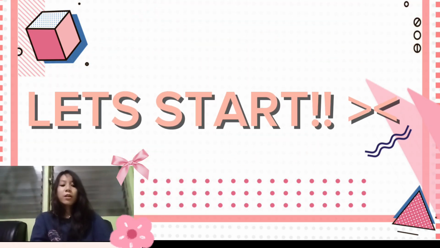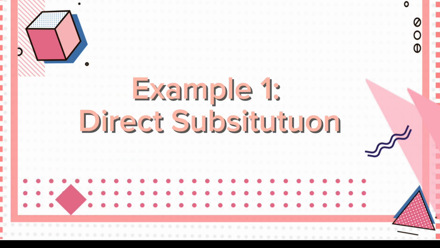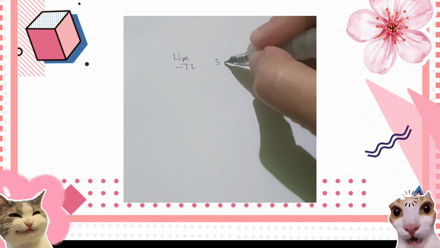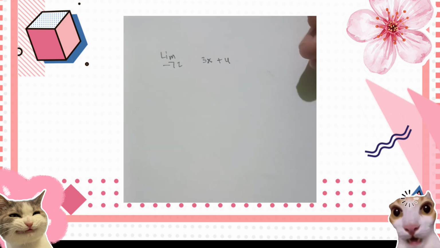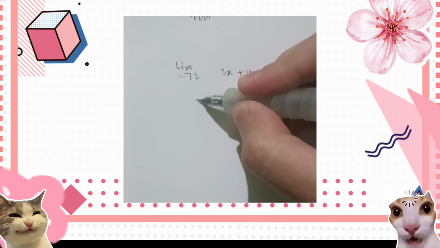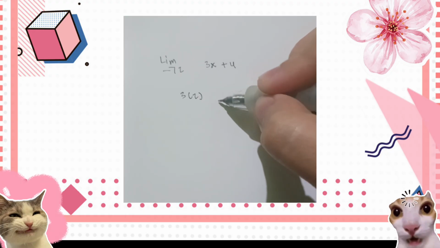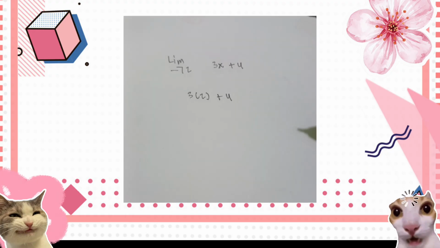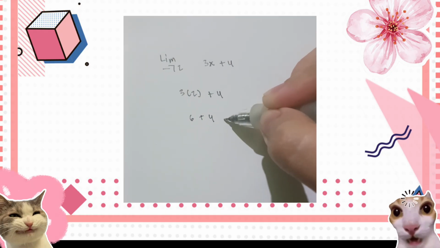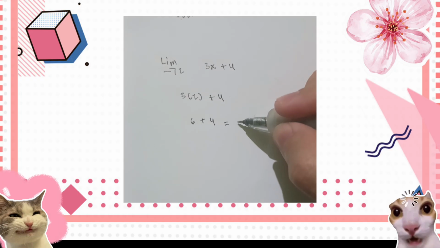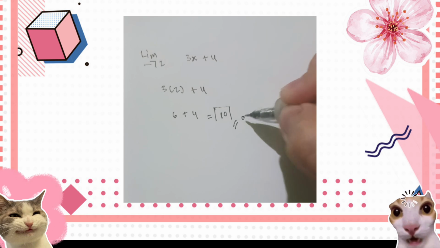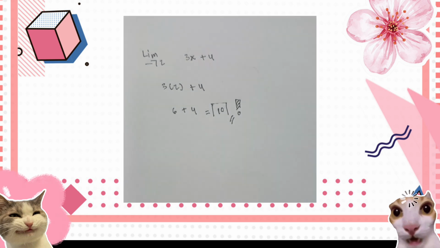Now let's start evaluating limits. Limit as x approaches 2 of 3x plus 4. Since this is a polynomial and it is continuous, we can substitute directly. Replace x with 2. Three times 2 plus 4 equals 6 plus 4 equals 10. Final answer is 10. Direct substitution works when there is no indeterminate form like 0 over 0.